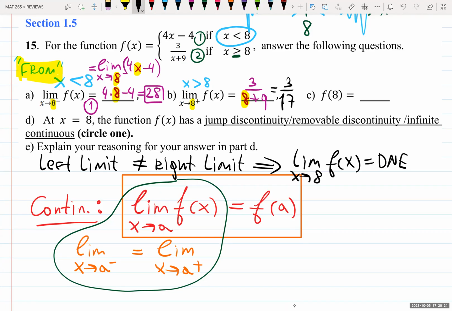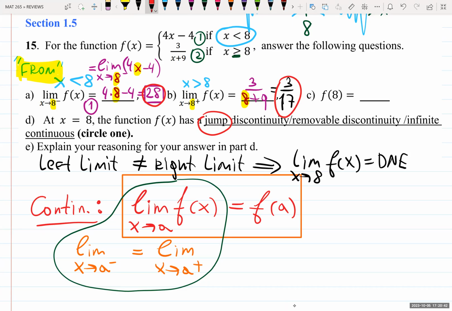D and E. And actually, that immediately gives me a jump as the answer. It means the left limit and right limit separately exist, but they do not meet each other. So the function jumps literally from height 28 down to height 3 over 17.